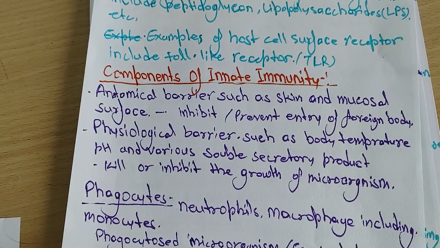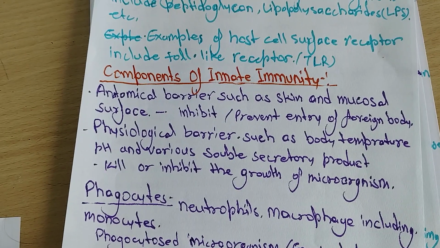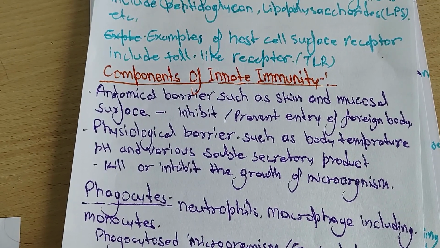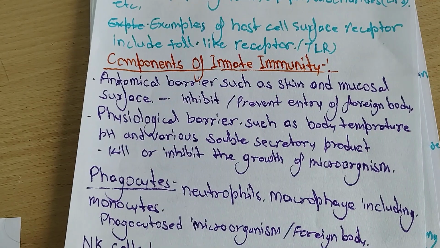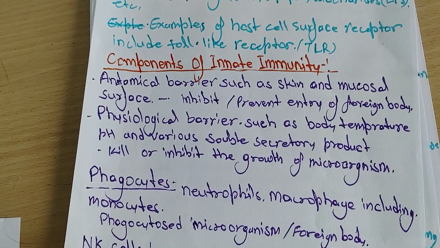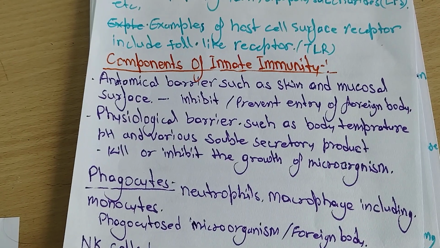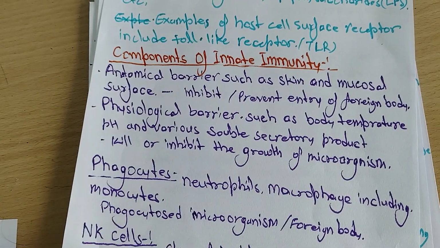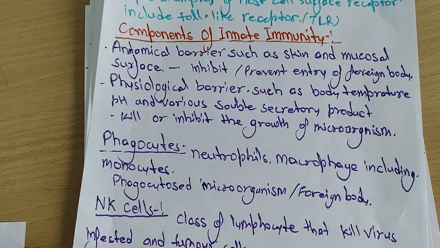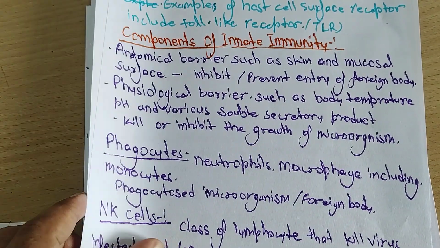Anatomical barriers such as skin and mucosal surfaces inhibit or prevent entry of foreign bodies. Physiological barriers such as body temperature, pH, and various soluble secretory products kill or inhibit the growth of microorganisms. Phagocytes: neutrophils and macrophages, including monocytes, comprise the phagocytes. They phagocytose microorganisms or foreign bodies. NK cells are a class of lymphocyte that kill virus-infected and tumor cells.